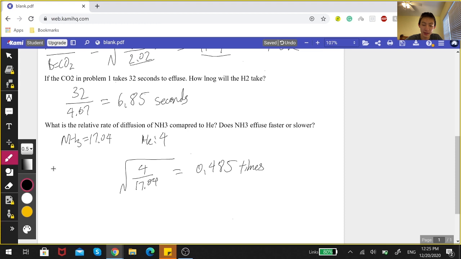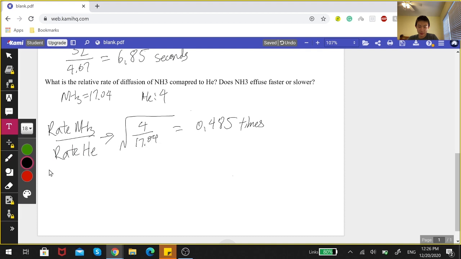And what is our rate of A? Rate of A is rate of NH3. Rate of NH3 divided by rate of He gives us our answer of 0.485.